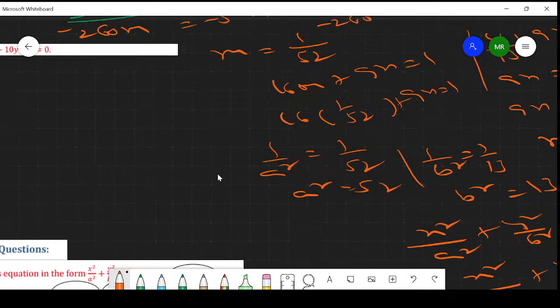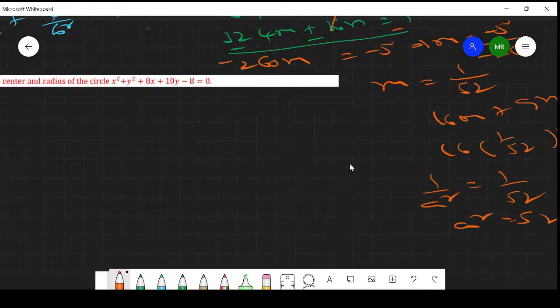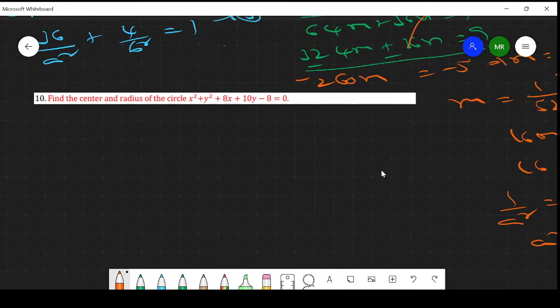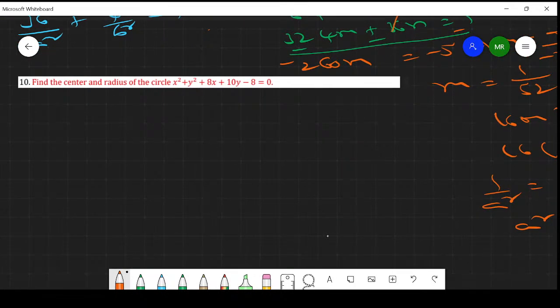There are questions, they may ask rarely, but I am covering everything, that is the reason I am covering everything. Now see here in this problem: find the center and radius of the circle. This is also one of the simple problems. They may ask to find the center and radius of the circle. You can see in this problem, find the center and radius of the circle: x square plus y square plus 8x plus 10y minus 8 equal to 0.